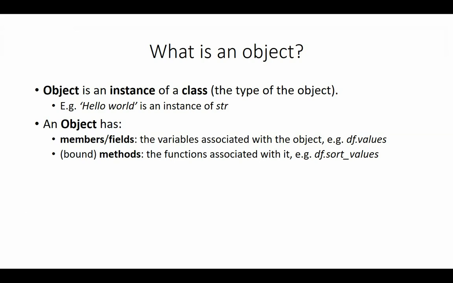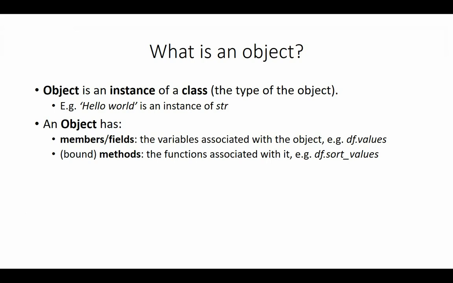The thing that's important to understand about objects is that they have certain properties. For example, they have certain variables which are associated with each object, with the exact instance of the object. These are sometimes called members or fields. So for example, if we have a df variable, which is a data frame, then we saw that we can do df.values. And values is a variable associated with a specific instance that would give us the underlying NumPy values of this data frame. So that's a member of the df object.